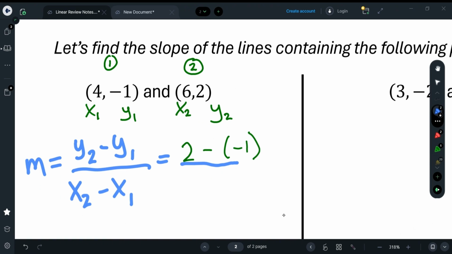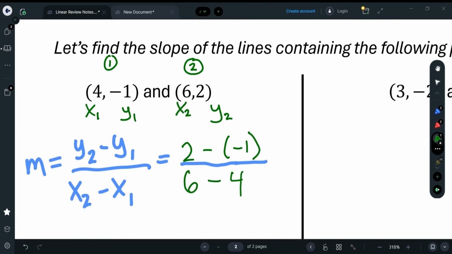Why are there 2 negatives here? Well, we have 1 negative that's already in the formula. This piece right here is always a negative. And then we happen to be subtracting a negative number. So that's why we've got 2 negatives back to back. Okay, let's go to the denominator. X2 minus x1. X2 is a 6. So I've got 6 minus, and then my x1 number is a 4. 6 minus 4. Now I just need to calculate these and see what we get.